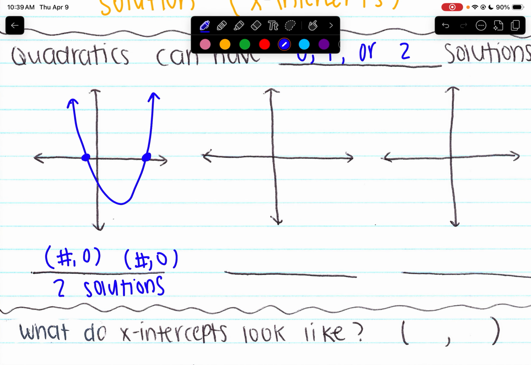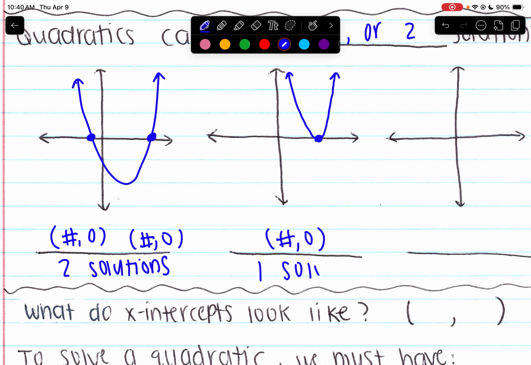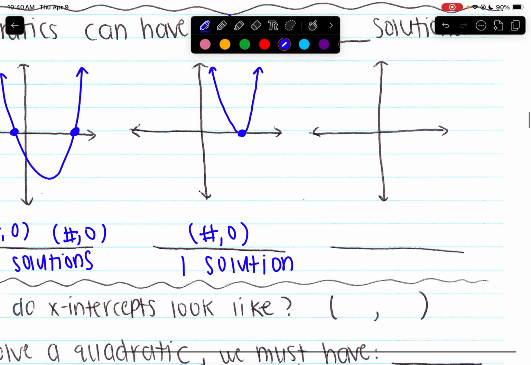1 solution means it only touches the x-axis once, and that only happens if our vertex is on the x-axis. So it can either open up or down, but for the sake of this example, I'll go ahead and draw it facing upwards. And here our vertex is on the x-axis, so that means that our solution would just be that singular point, and that would mean we only have 1 solution. So that would be an example of that.